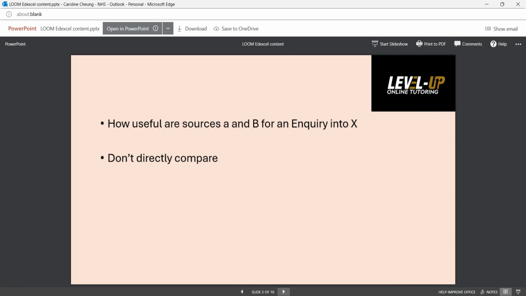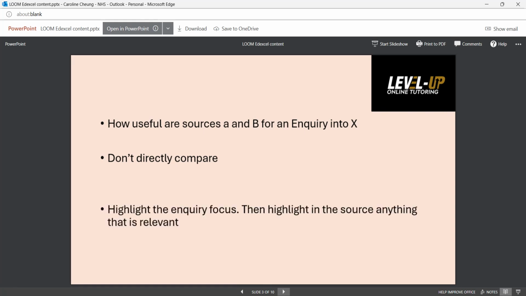For Edexcel, we don't directly compare. You can almost treat them as two separate questions. So a 4 mark on how useful is source A, and then a completely separate 4 mark how useful is source B. We don't ever directly compare them. So you're not saying source A is better, source B is more useful than A, anything like that. But what's really important is we just keep saying how useful. So the phrase, it is useful, it's not useful, needs to be in there time and time again.